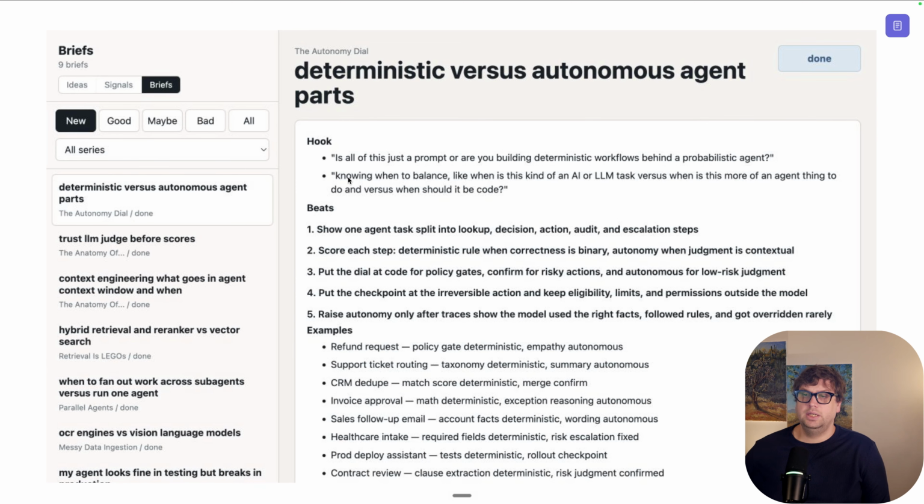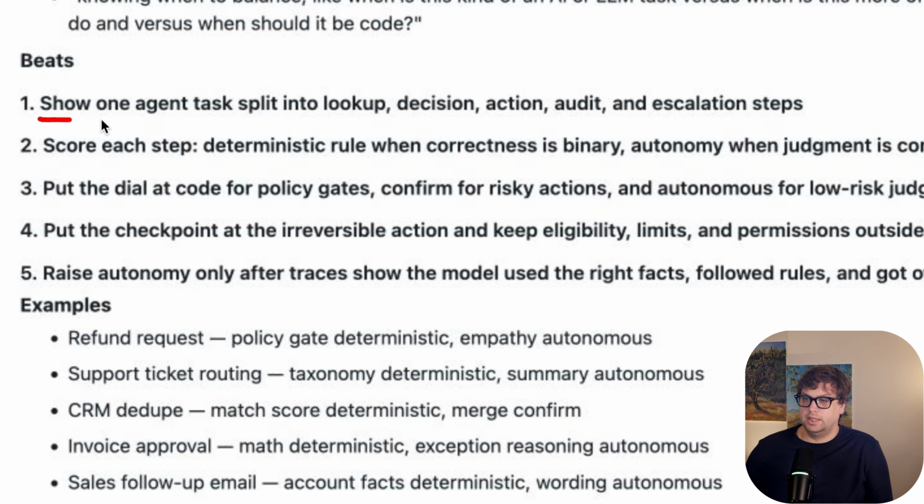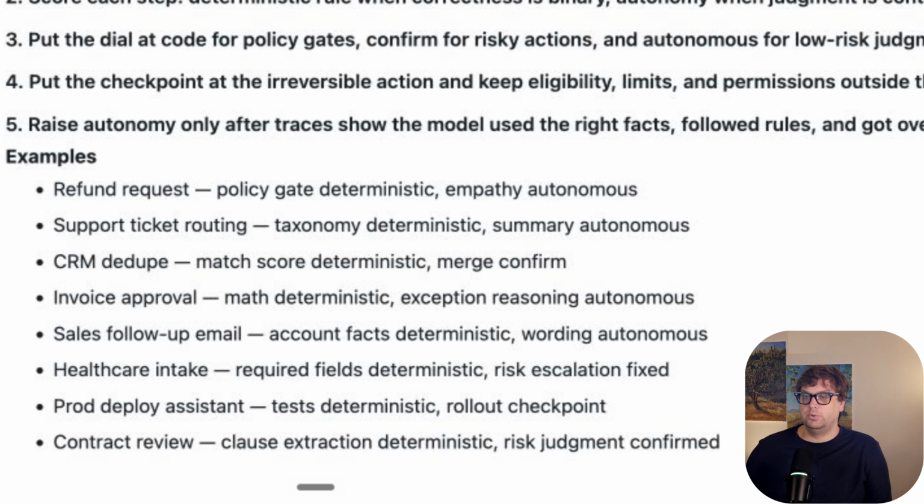I also see, this is how it recommends I talk about a series. And so I see deterministic versus autonomous agent parts and the autonomy dial. It says, look, let's show one agent task split. Let's show a real example. Let's score each step. Let's do a dial. And this, to me, is where I start and I say, okay, how do I change this to be grounded in actual information? And it says, hey, here's some examples where this came up, like a refund request.